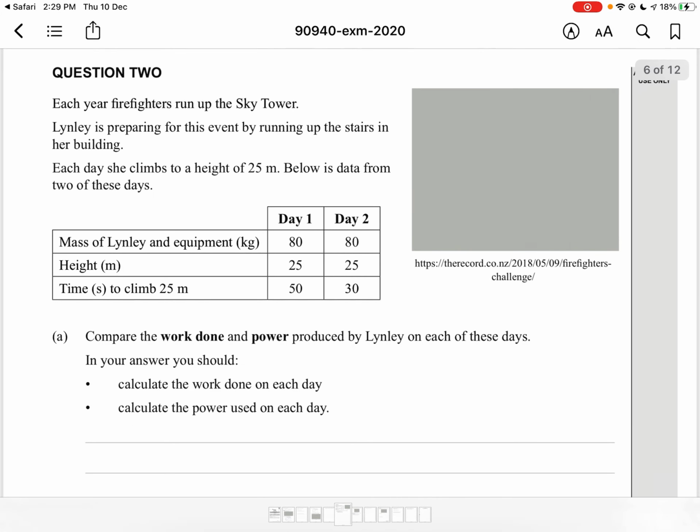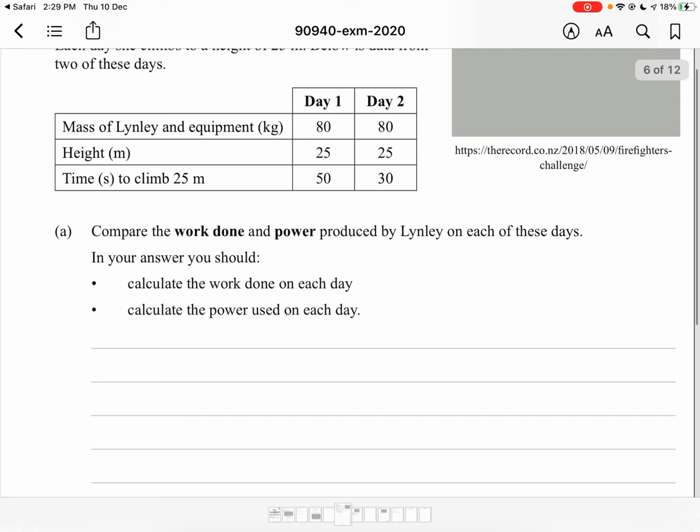Question 2. Each year, firefighters run up to the Sky Tower. Lindley is preparing for this event by running up the stairs in her building. Each day she climbs to a height of 25 meters. Below is data from 2 of these days. So question A is: compare the work done and power produced by Lindley on each of these days. In your answer, you should calculate the work done on each day and calculate the power used on each day. So as we can see here, on each of these days, the mass of Lindley and her equipment stay the same, as well as the height climbed.